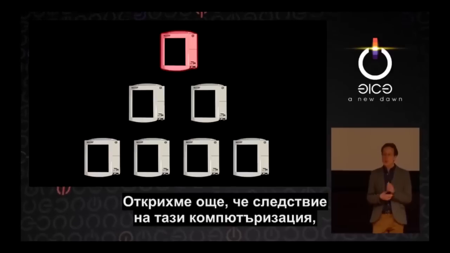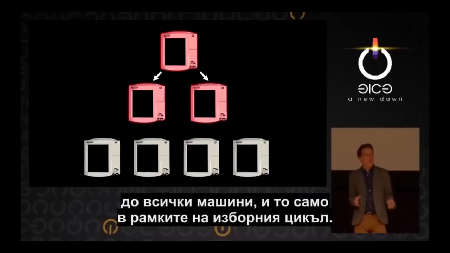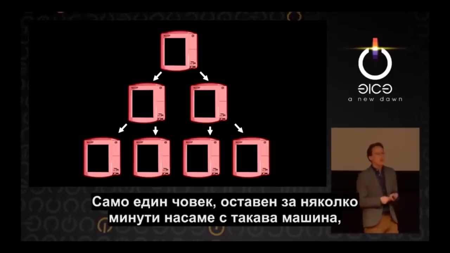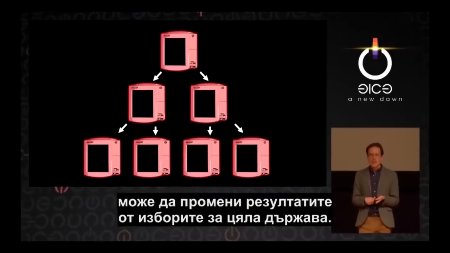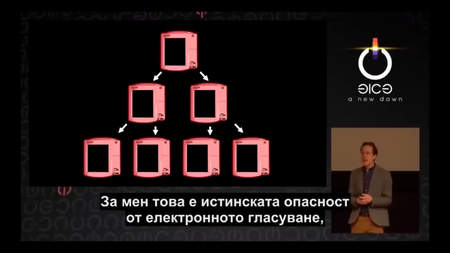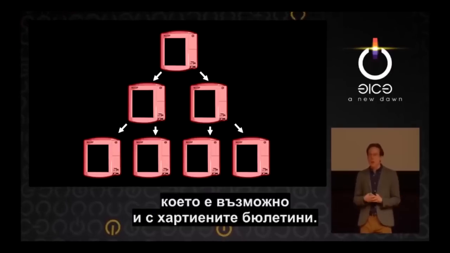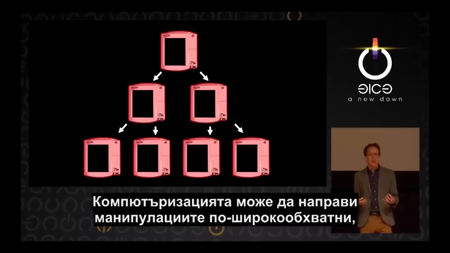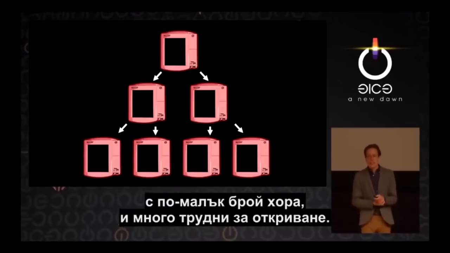We also discovered that thanks to the computerization of the technology, we could create a voting machine virus that would spread on those memory cards from machine to machine to machine in the course of a normal election cycle, so that someone who had just a few minutes alone with one voting machine could change the election outcome in an entire state. That's really the danger of e-voting to me, is not just that tampering is possible with paper ballots too. It's that tampering, because of the power of computerization, can be much more wide scale with a very small conspiracy and also very hard to detect.